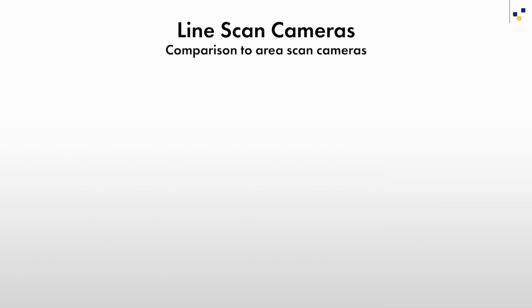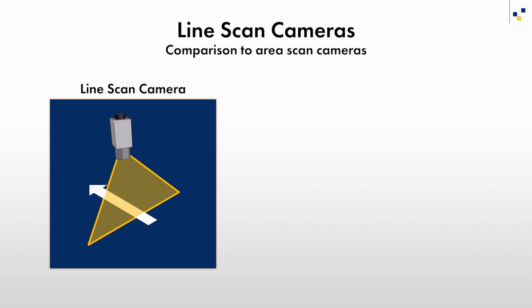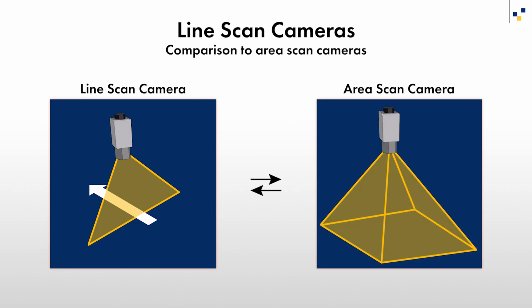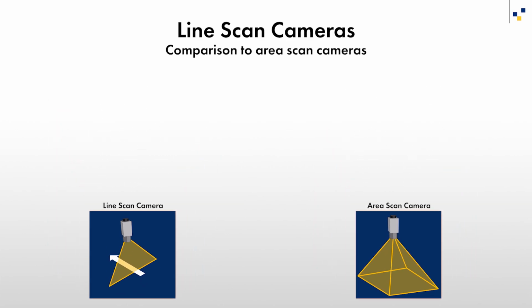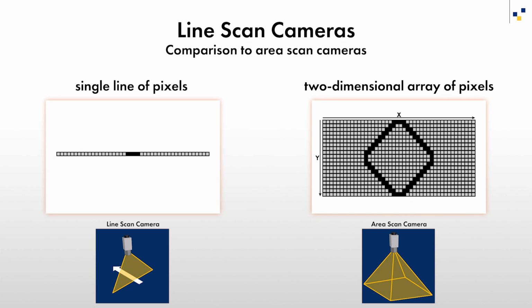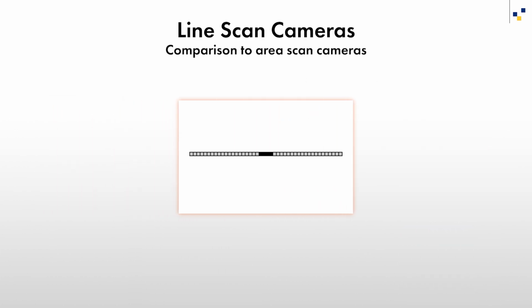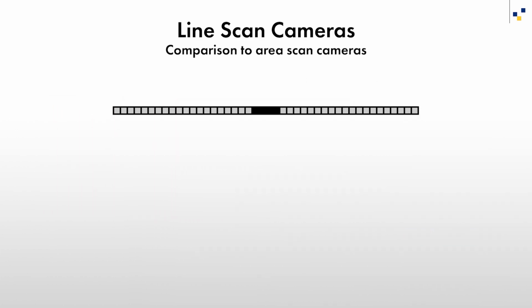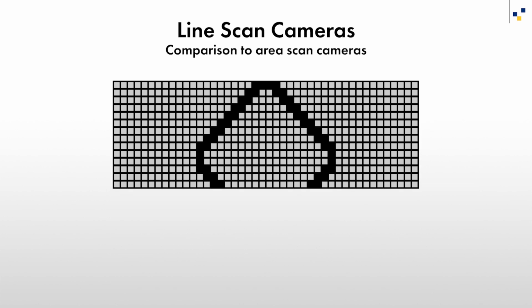To better grasp the concept of line scan cameras, we will first compare them to area scan cameras, as area scan cameras are more commonly used in machine vision applications. The difference between the two types of cameras lies within their sensors. While an area scan sensor is capturing a two-dimensional array of pixels, the line scan sensor is capturing single lines of pixels, one at a time. These lines then need to get stitched together to form a two-dimensional image.